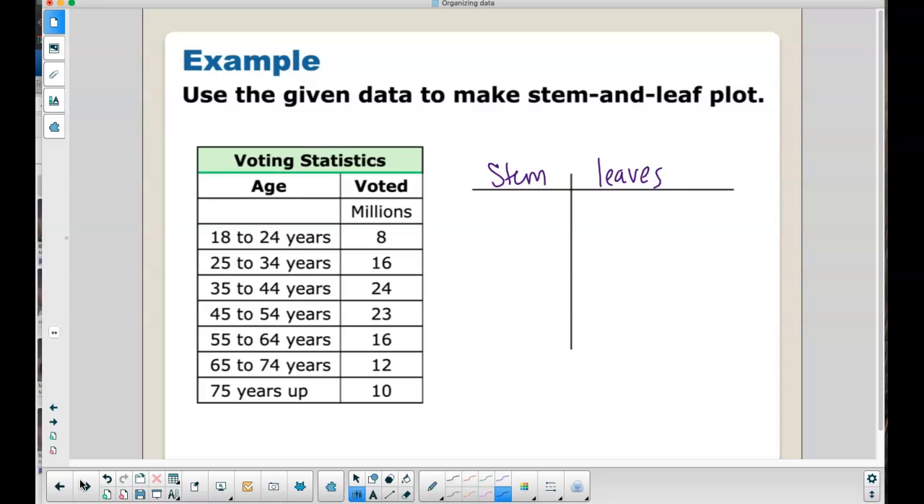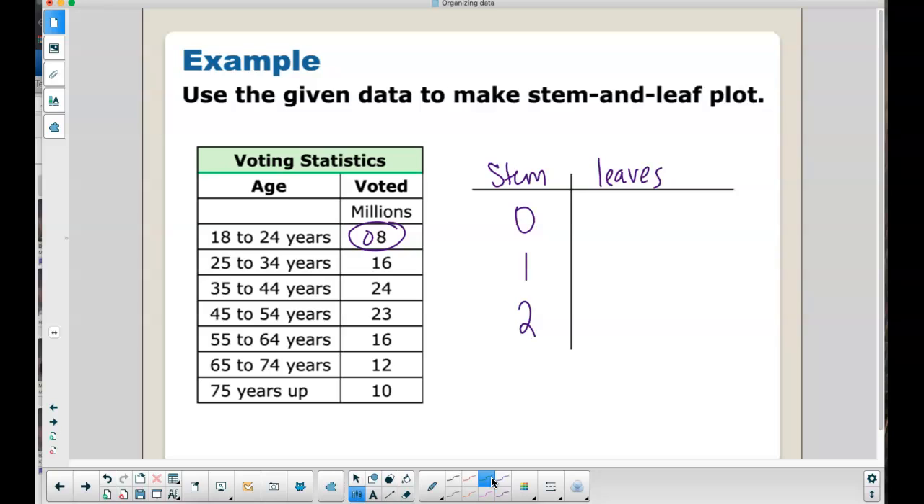So here's the tricky part. There's an 8 here. All of them are 2-digit numbers except for that one. And how do we make the number 8 a 2-digit number? We have to put a 0 in front of it. Okay, so in order to make that a 2-digit number, we have to put a 0 there. So our stems are 0, 1, and 2.